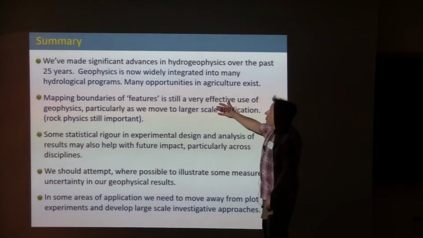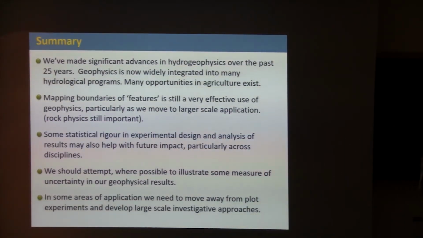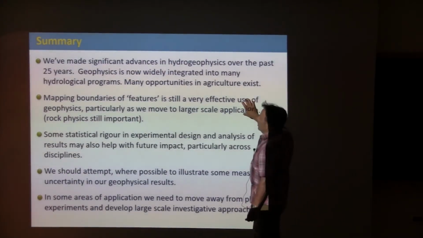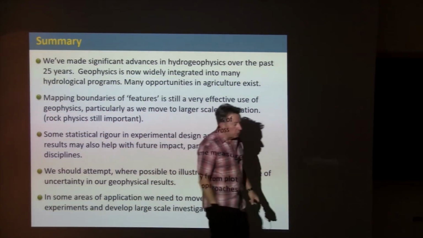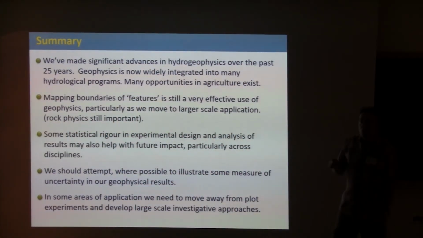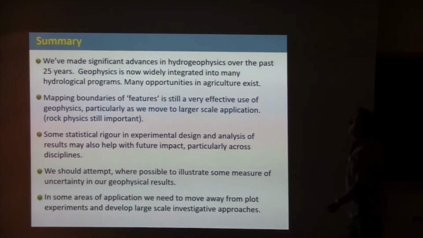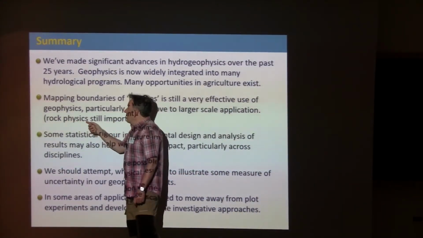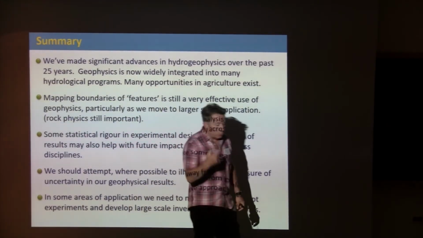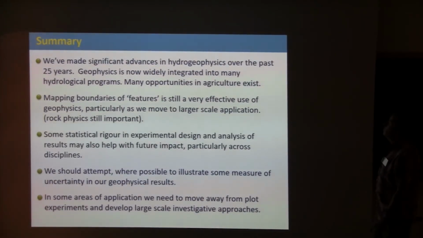Sometimes I think mapping boundaries is still a very effective use of geophysics. It's bread and butter geophysics, but I think it's still very powerful in hydrology. But the rock physics is still important here, actually understanding why you have that contrast and being able to interpret your geophysical data. I think some parts of rock physics have been held back as we move towards doing a lot more inversions, a lot more modeling and so on, and less on actually understanding these basic properties.